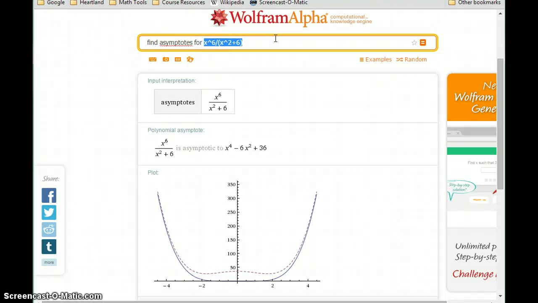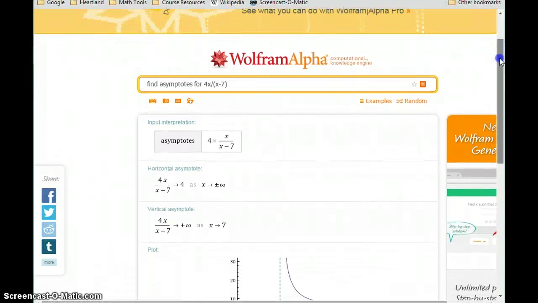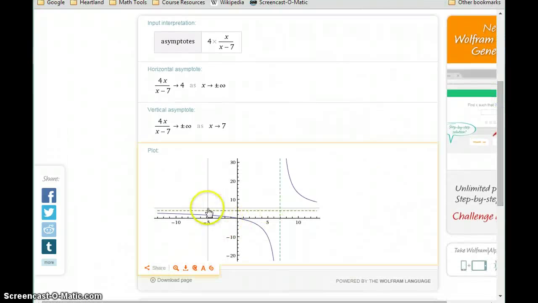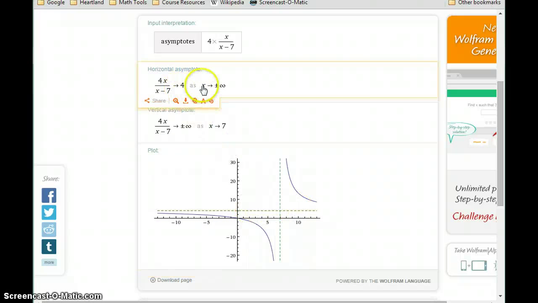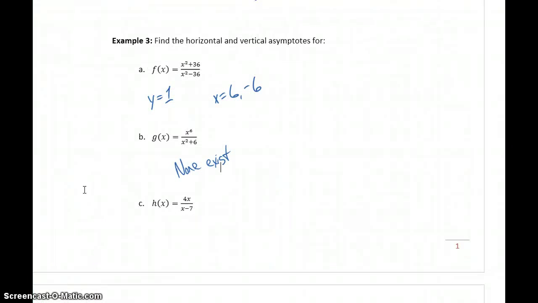And then for our last problem, we have 4x divided by x minus 7. Again, we can either look at the graph output or look at this information. As x approaches positive and negative infinity, our function value is approaching 4, which gives us a horizontal asymptote. As x approaches 7, our graph is heading to positive and negative infinity from either direction. So we have a vertical asymptote at x equals 7. So our horizontal asymptote is at y equals 4 and a vertical asymptote at x equals 7.